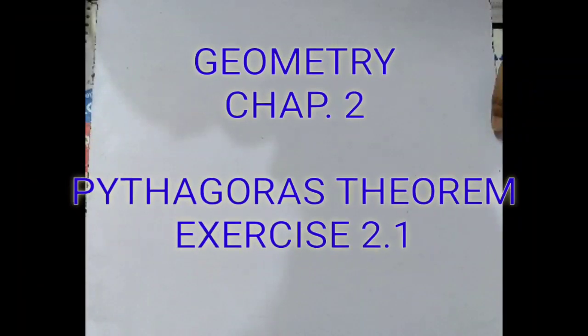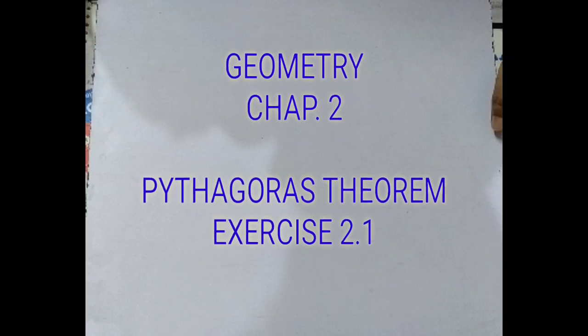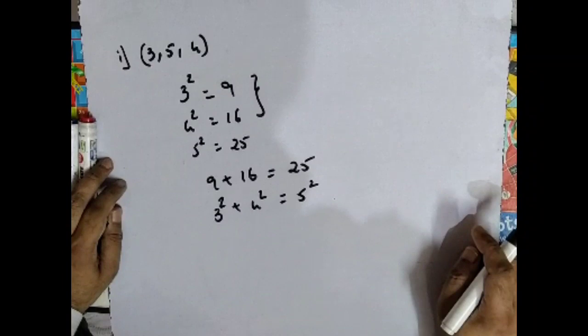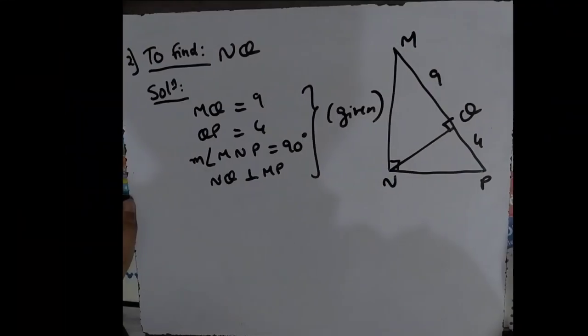In this video, we will be solving exercise number 2.1 of chapter 2 in geometry. The chapter name is Pythagoras theorem. In exercise number 2.1, the first question is to identify whether the three numbers are Pythagorean triplet or not.